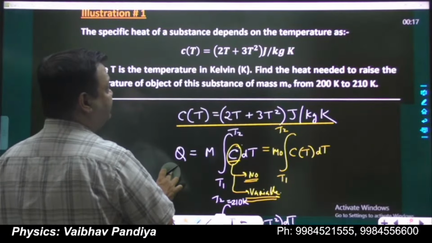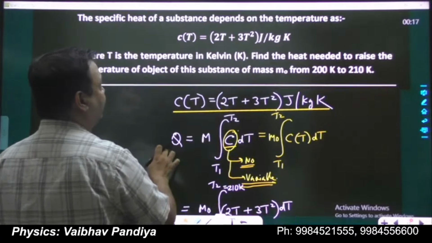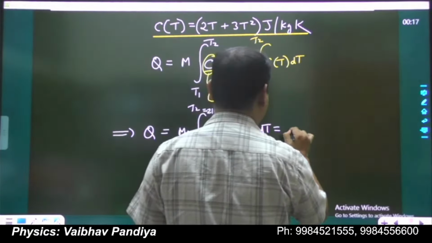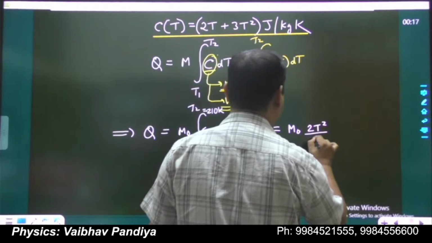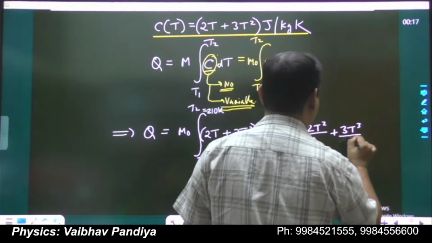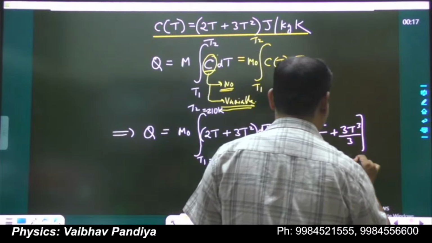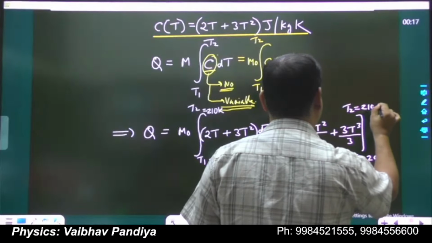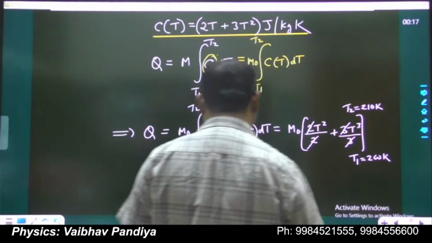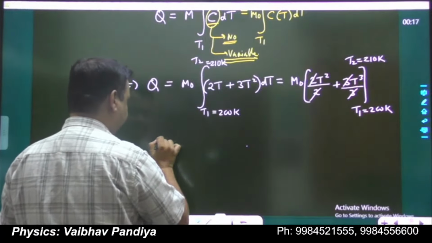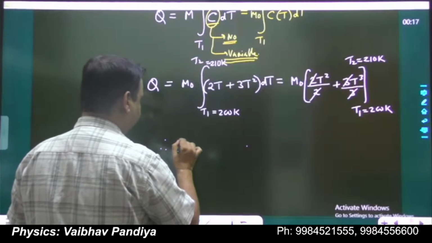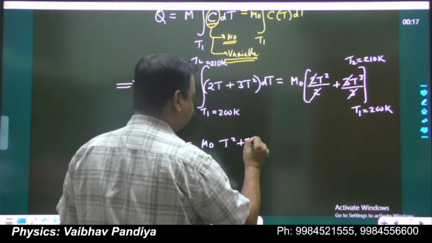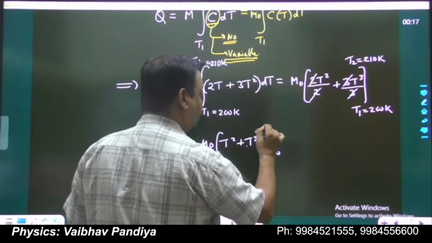And what are the parameters given in the problem? We have to keep T in Kelvin, okay? And specific heat is given in joule per kg Kelvin, okay? So let us integrate. So we'll get m naught 2T square by 2 plus 3T cube by 3. Put the limits of integral. So I have T1 200 Kelvin and T2 as 210 Kelvin. Now 3 will get cancelled away and 2 will get cancelled away. So you will get Q is equal to m naught T square plus T cube within the limits 200 to 210.